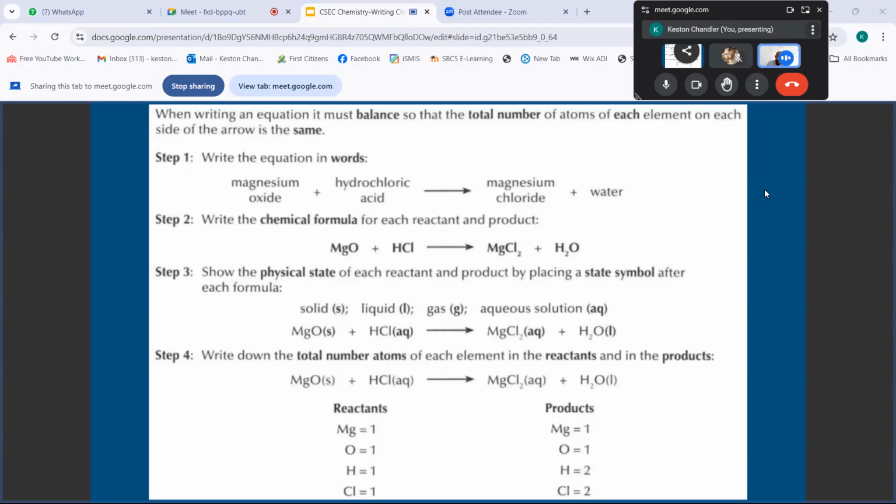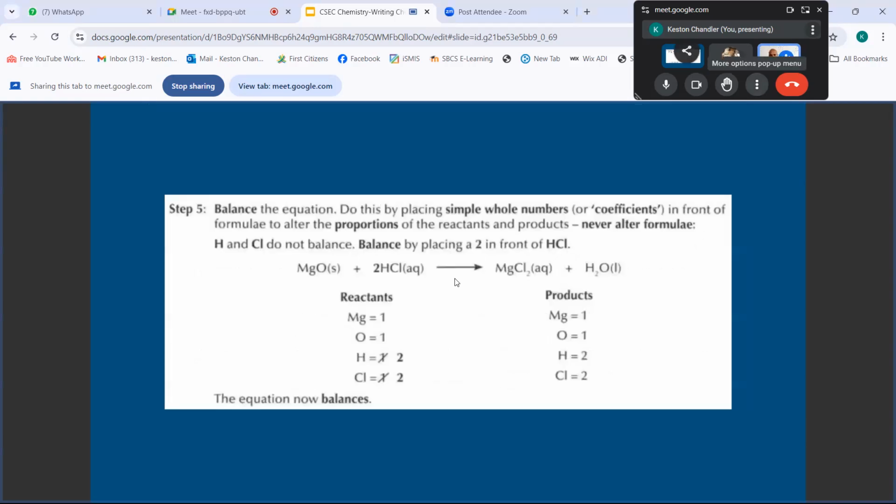Well, we can see as well that for the hydrogen atom, there's 1 on the left and there's 2 on the right. So what we need to do is place numbers, kind of like a factor or scalar, in front of these formulas in order to balance them, right? Let's take a look at how that would look. To balance the equation, we place simple whole numbers, like coefficients, like what we would use in algebra, in front of the formula so we can alter the proportions of reactants and products, right? We're not changing the formula. If we put them in as a subscript, that means we are changing the formula, but we are not doing that. We are placing them as coefficients in front of them.